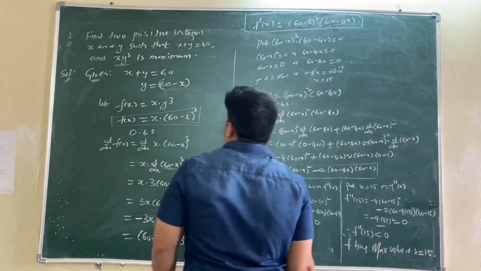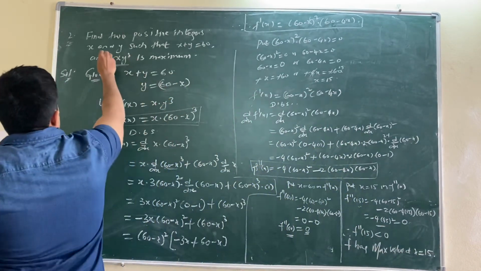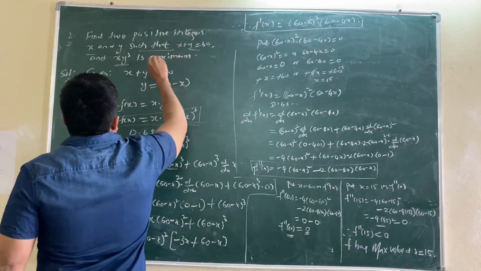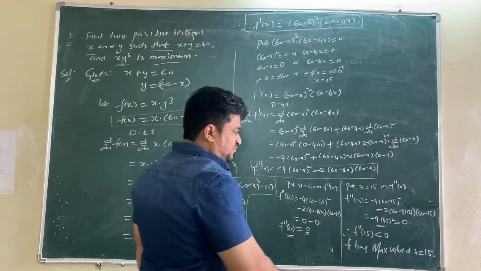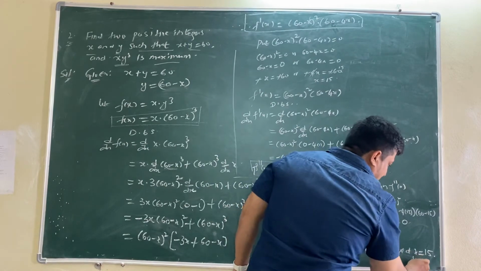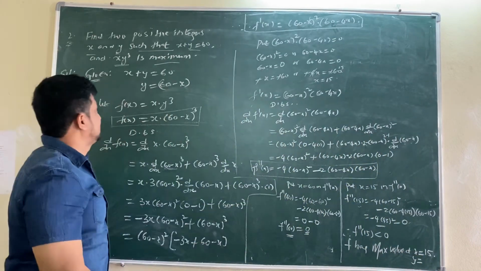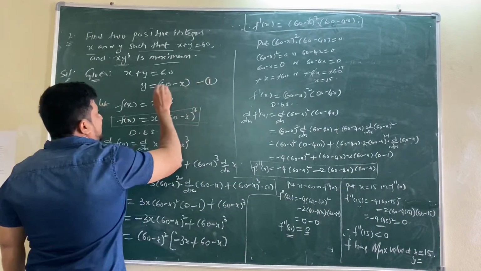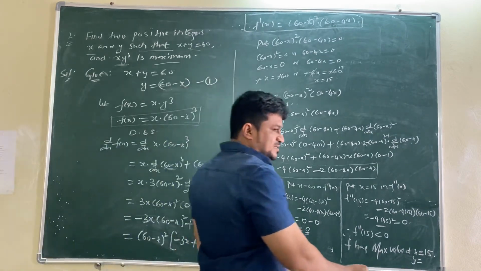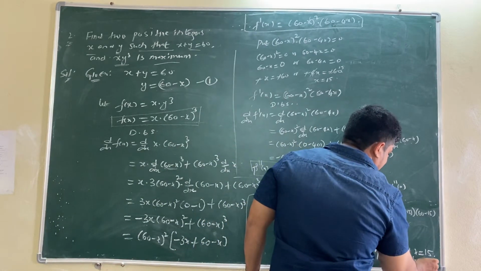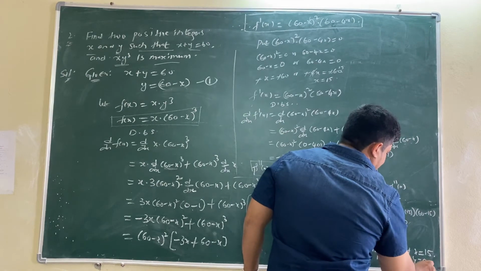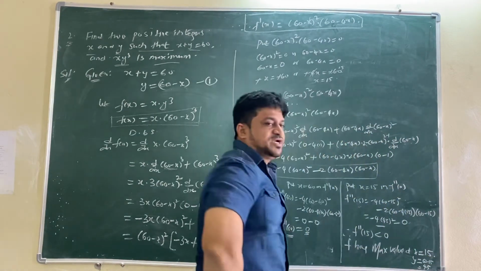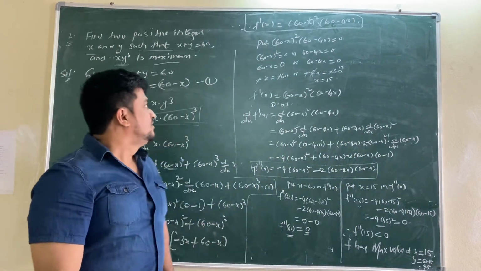at x equals to 15. Now what they are asking? Find x and y such that it is maximum. X is 15. So what is y? Tell me. Equation 1. What is y? 60 minus x, 45. Got it? Check this one once again.